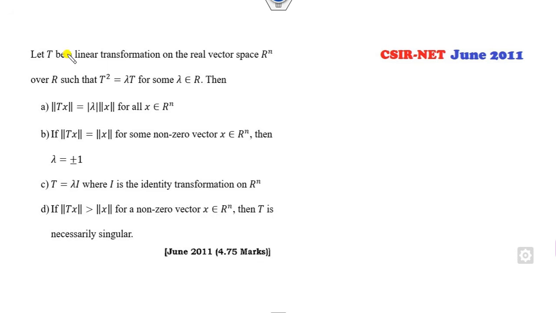Look at this another one. T is a linear transformation on R raised to the power n. Take n as 2, such that T square is this value, for some lambda. Then T of x is this. You can think the given is T square, but they are asking about T of x. It means you have to remove this T. Fine. How can you remove that?